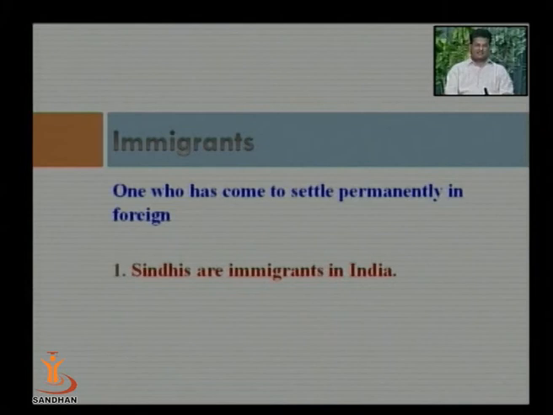Sindhis are immigrants in India. Now Sindhis, you know, they have come from Sindh, and Sindh is now situated in Pakistan, and they have come from Pakistan to here during the partition. Now they have become part of the Indian population, so they are permanent immigrants in India.